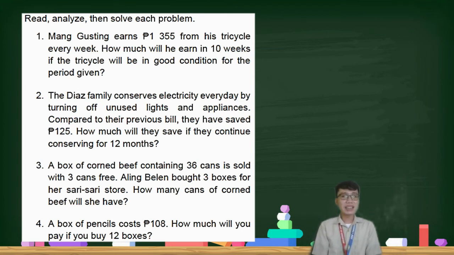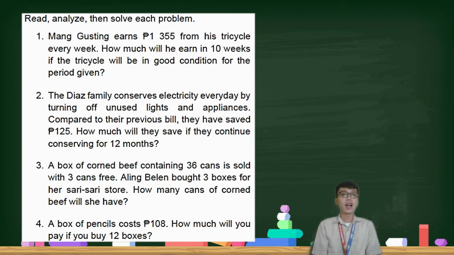Number 2. The Diaz family conserved electricity every day by turning off unused lights and appliances. Compared to their previous bill, they have saved 125 pesos. How much will they save if they will continue conserving for 12 months? Number 3. A box of corned beef containing 36 cans is sold with 3 cans free. Aling Bilhin bought 3 boxes for her sari-sari store. How many cans of corned beef will she save?